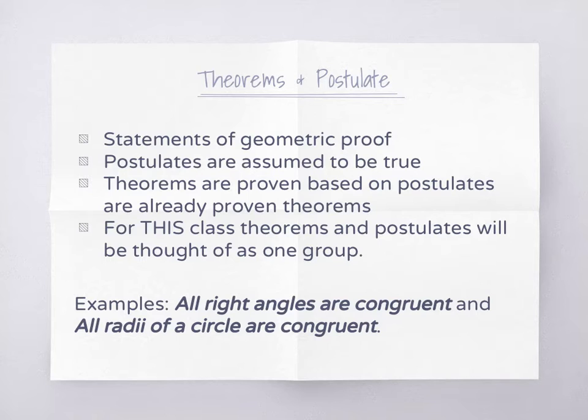For this class, you just need to know that theorems and postulates, we're going to think of those as one group. Really, you don't need to prove a theorem unless it's a new theorem, and that really happens when you get into higher math and you talk about people who are getting their doctorate in math and are trying to defend their theory. So for this one, we're going to think of those as two of the same group. Examples: all right angles are congruent and all radii of circles are congruent. Those are just assumed to be true right there.